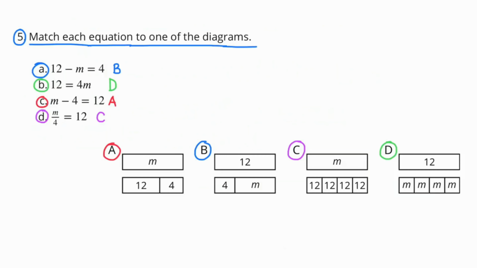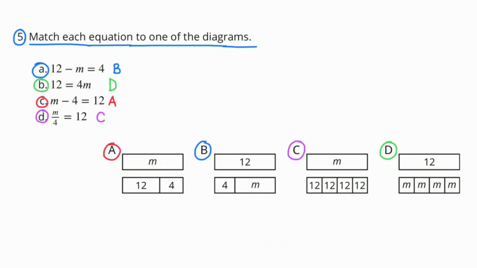Number 5. Match each equation to one of the diagrams. I matched A, 12 minus m equals 4, with diagram B, because 4 plus m equals 12, which also means that 12 minus m equals 4. B. I matched B, 12 equals 4m, with D, because 4m's added up equals 12. C. I matched C, m minus 4 equals 12, with A, because the diagram shows that 12 plus 4 is the same length as m. So m minus 4 would equal 12.